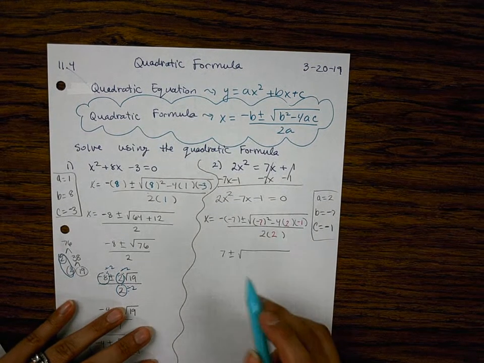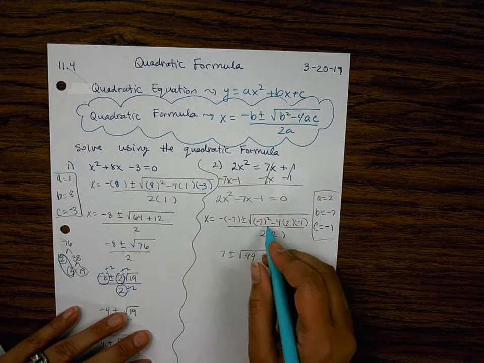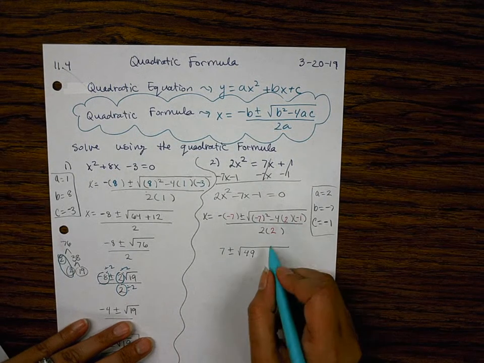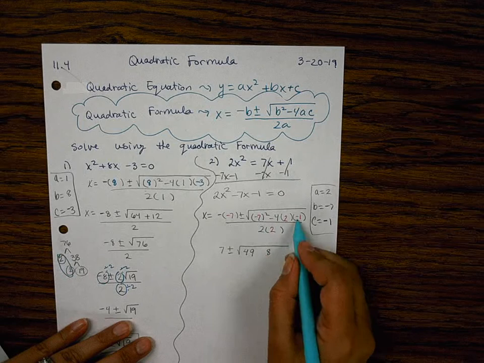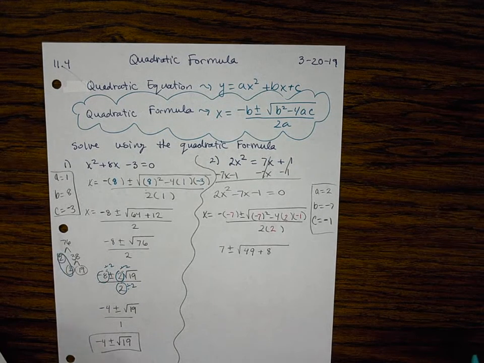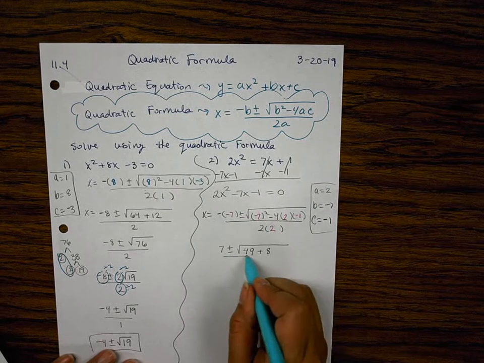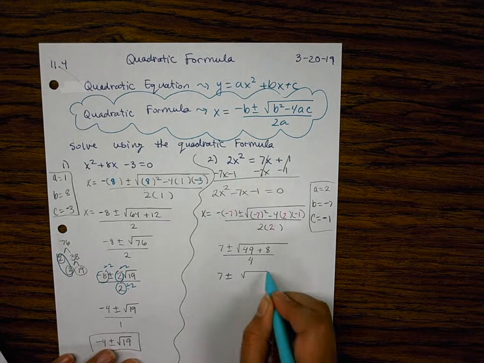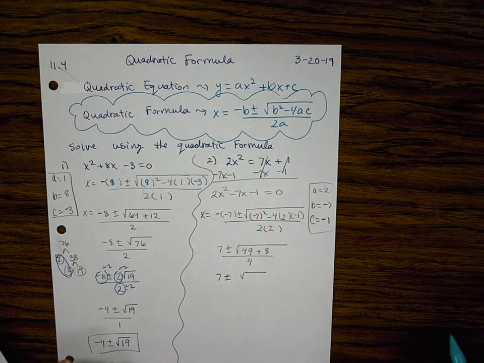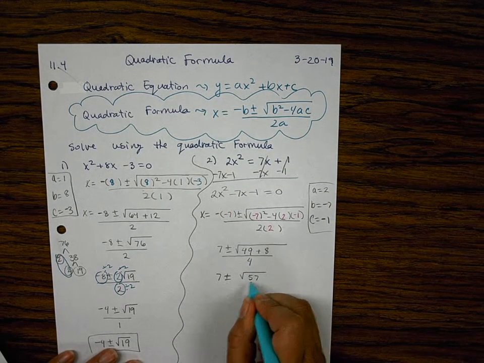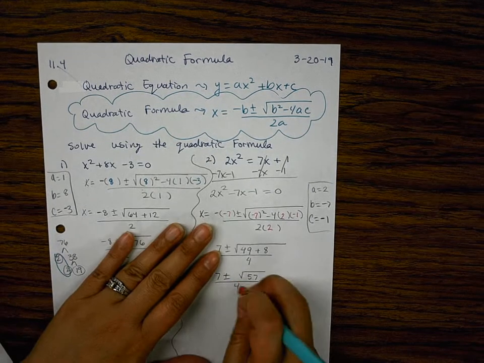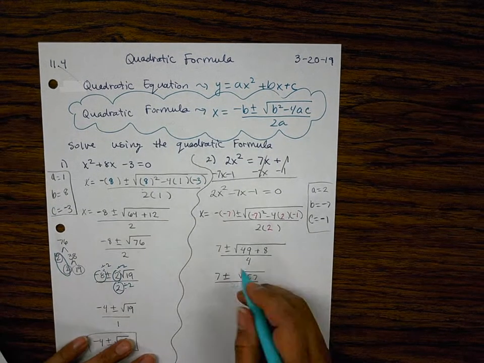Okay, opposite of -7 is +7. Plus or minus, does everybody see that? Two negatives make the positive. Positive 49, because when you square a negative, it is positive. 4 times 2 times 1 is 8. And a negative times a negative makes it a positive. 49 plus 8. All over 4. 7 plus or minus the square root of 49 plus 8 is 57 over 4.